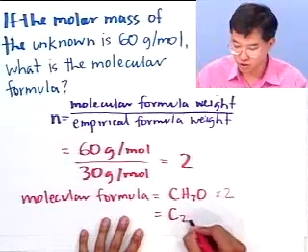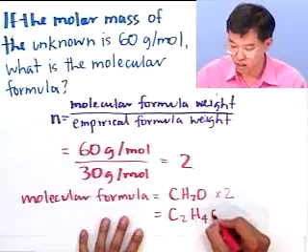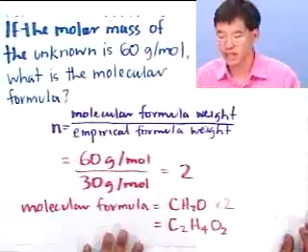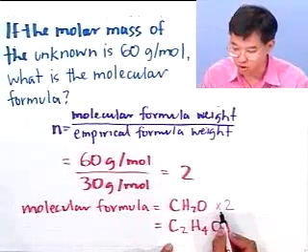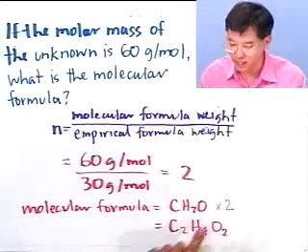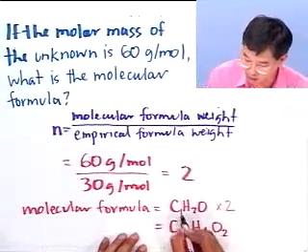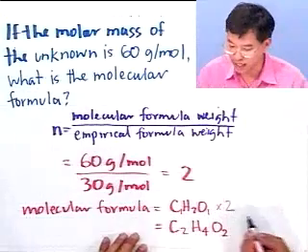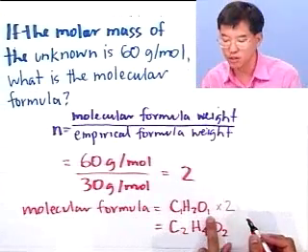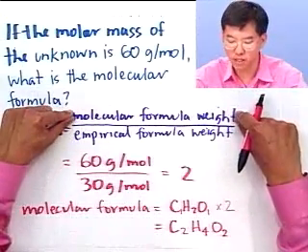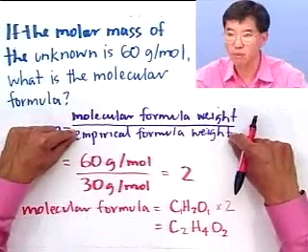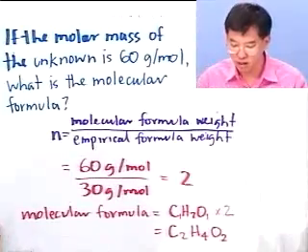or C2H4O2, where this 2 is not multiplying the whole thing, but is multiplying the coefficients here. In other words, C1, H2, O1, and then each one of these times 2, because the molecular formula weight was twice what the empirical formula weight was. So we've actually gotten as far as a molecular formula for our unknown compound.